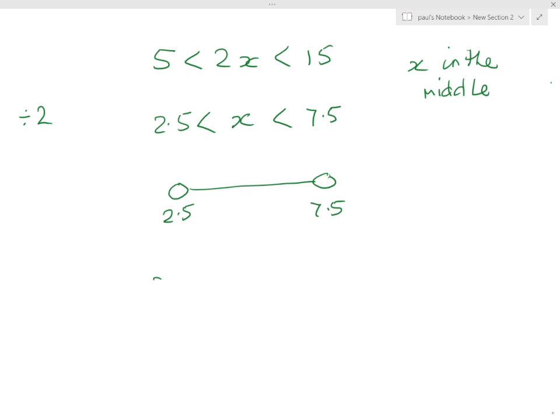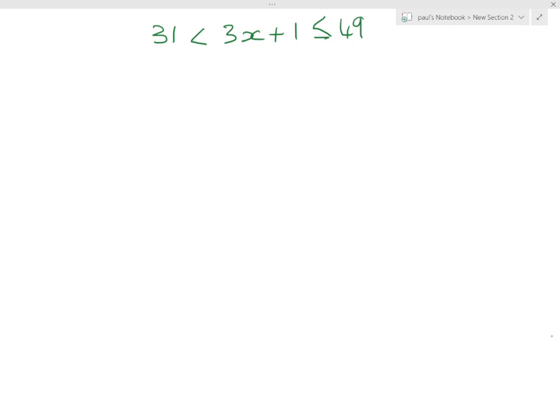So 31 less than 3x plus 1 less than 49. Now, we need to subtract 1, just as if we were doing with the linear equations. Ignore these bits on the end. We need to get rid of 1. We get rid of 1 on all 3 parts of the equation. So that leaves 30 over there, 3x in the middle, and 48 over there.